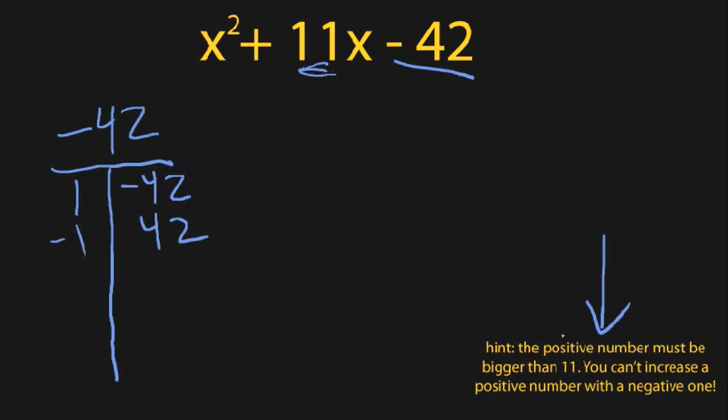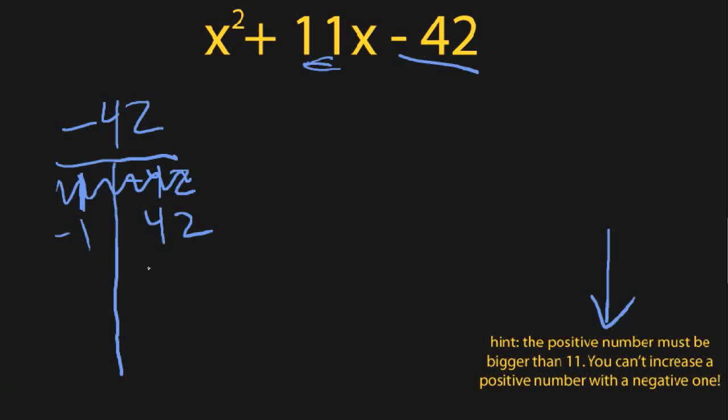So here's my hint for this one. The positive number has to be bigger than 11. So one of the factors has to be positive, the other has to be negative. Well, the positive one has to be bigger than 11 because you can't increase a positive number with a negative number. So this positive 1 is definitely not a solution, because I'm going to be adding a negative number to it, and there's no way I can add a negative number to positive 1 and get 11. So I can cross out all the factors where the positive number is less than 11.